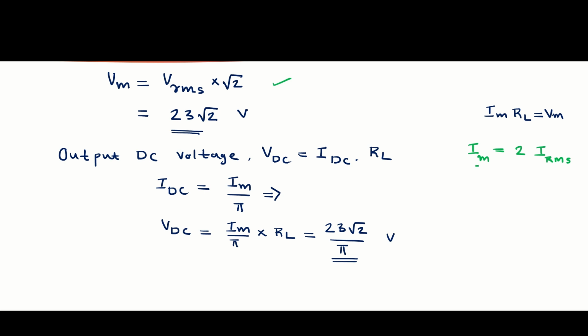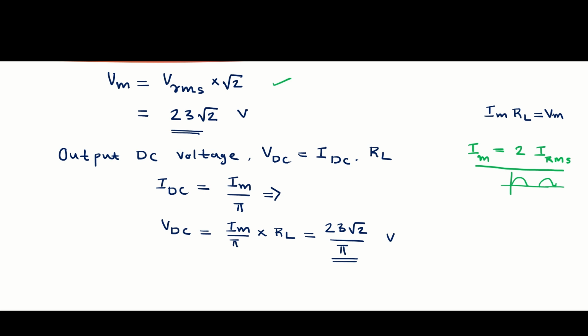This expression Im is equal to 2 Irms, or Irms equal to Im by 2. This is the expression related to the output of a half wave rectifier. That means the RMS value of the output of a half wave rectifier is Irms equal to Im by 2.